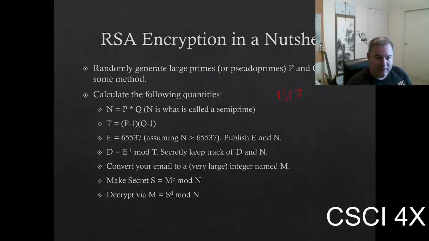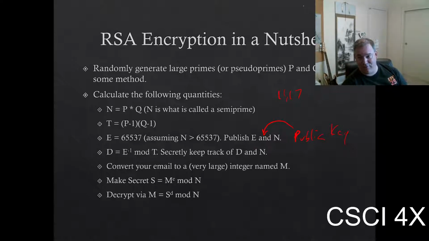Okay, so E is always going to be 65537, as long as N is over 65537. E is just a standard number used. It could technically be any prime number. If you're using a smaller n, then E should be a prime number smaller than it. Okay, and so this is your public key. That's it. E and N.